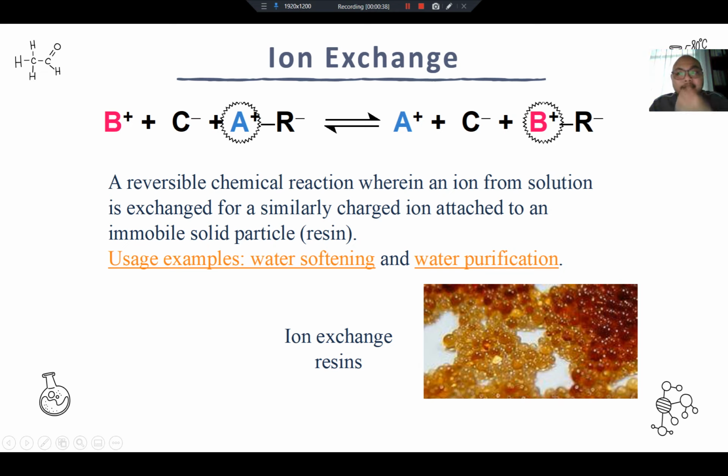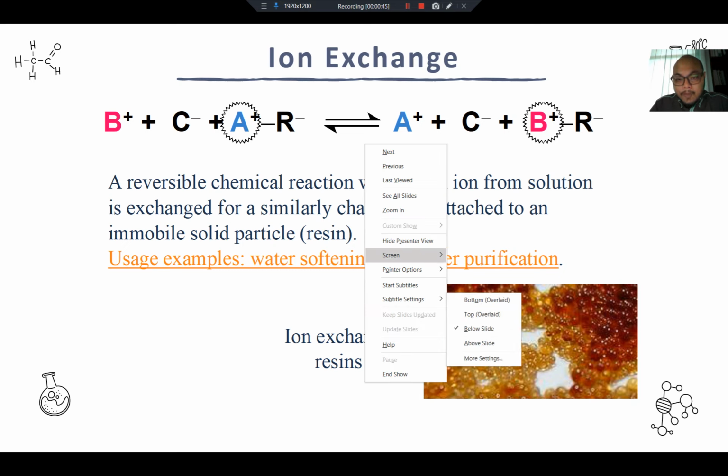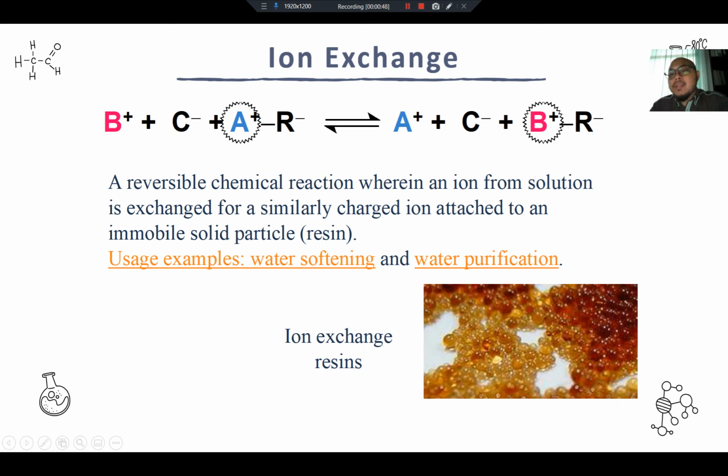Okay, for example, here is the resin, here is the original molecule. Maybe I will show in the next slide lah. So they are actually reversible. So B replaces A, and then A can replace B. Or maybe you want to use B to replace A, and then in the next step you can use C to replace B, ataupun sorry, C is minus, right? So B plus to replace B.